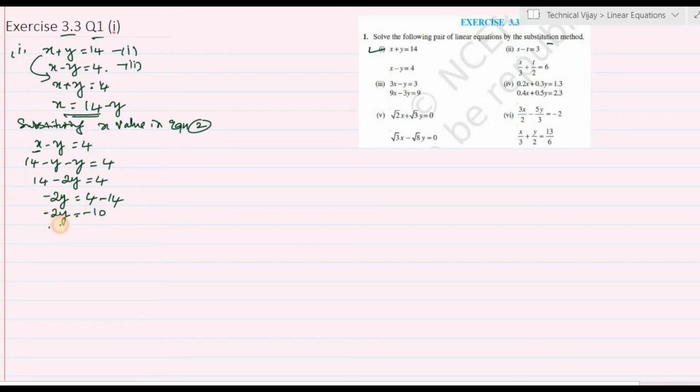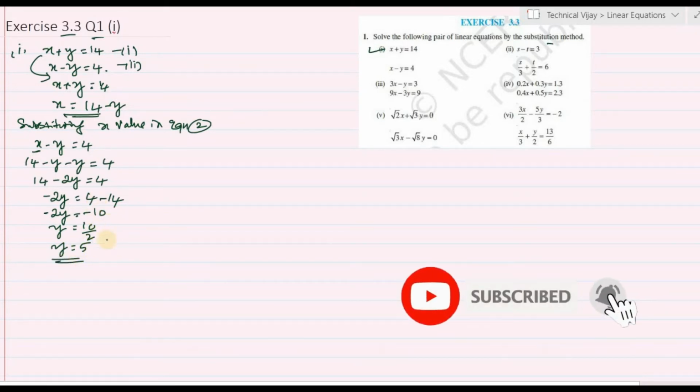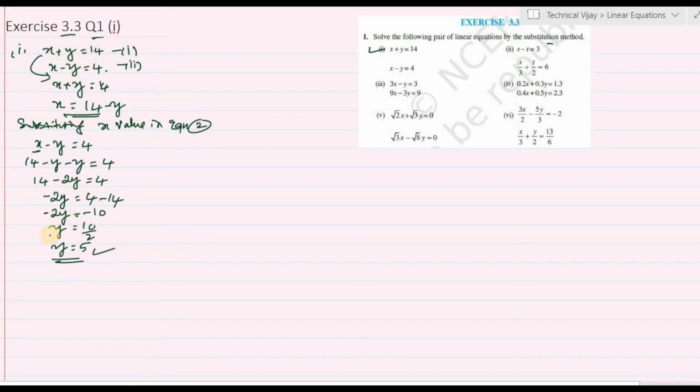So minus minus gets cancelled. y is equal to 10 divided by 2, which is y is equal to 5. So we got the value of y as 5. This value we will substitute in any one of the equations so that we can find the x value. We will take the first equation only, x plus y is equal to 14. So x plus 5 is equal to 14, so x is equal to 14 minus 5. So x is equal to 9. Here x value also we found and y value also we found. In this way we can calculate the x and y values by the substitution method.